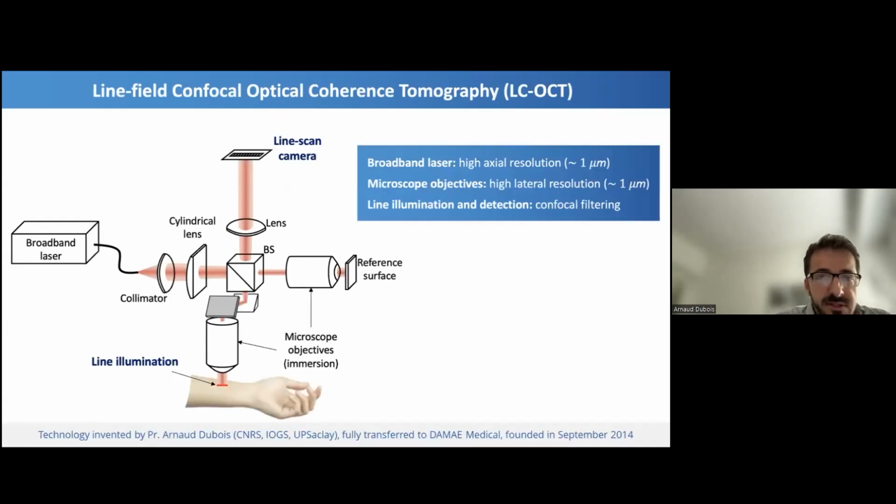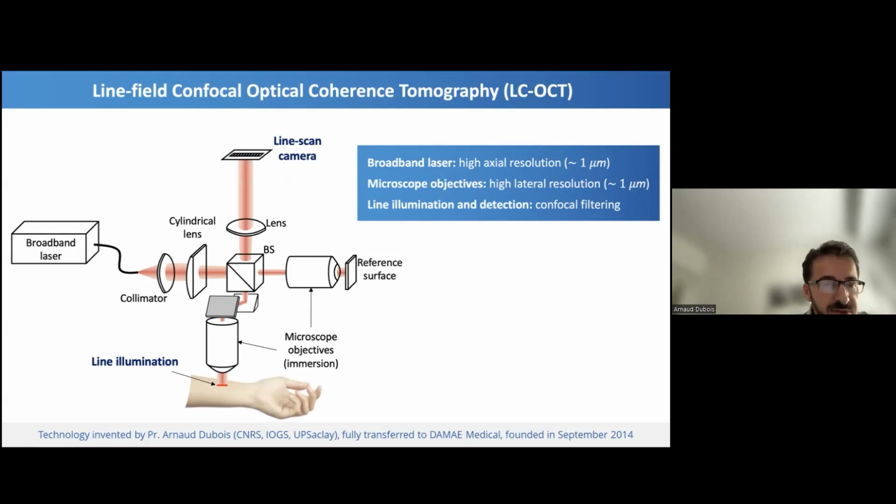So this interferometric detection is the basis of line field confocal optical coherence tomography, LC-OCT. As you can see here on this schematic diagram, LC-OCT is based on a microscope interferometer with a microscope objective in each arm. So it's an interferometric microscope. The sample is illuminated by a line of broadband light. The interferometric signal is detected by a line scan camera.